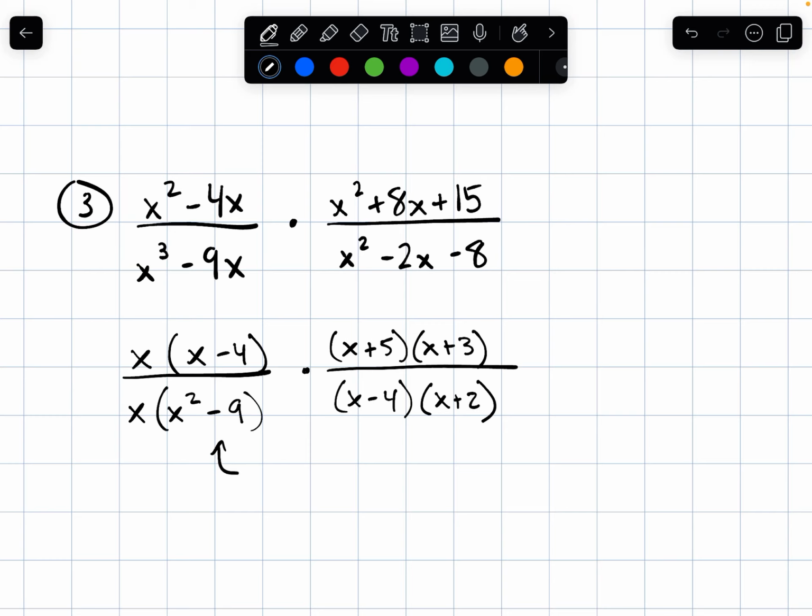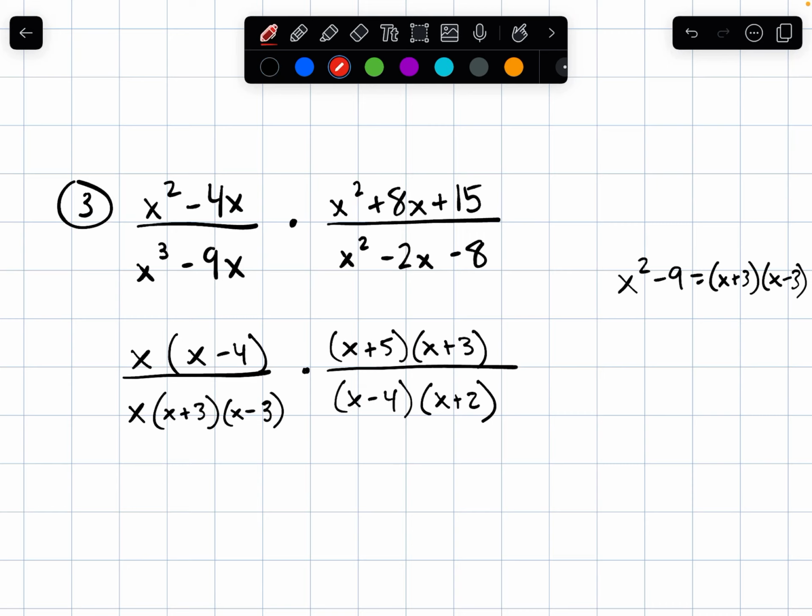All right, now I actually noticed that this denominator can be simplified a little bit further, right? This is a difference of squares. So I'm going to erase this: x squared minus 9 is really x plus 3 times x minus 3. So that's going to go in this denominator here, x plus 3, x minus 3. And now everything is factored.